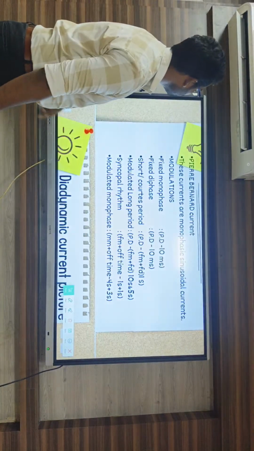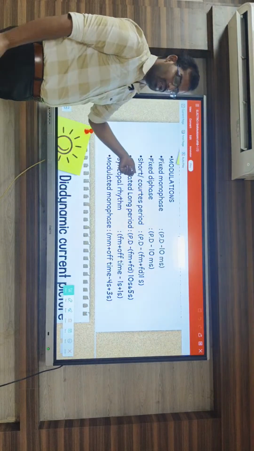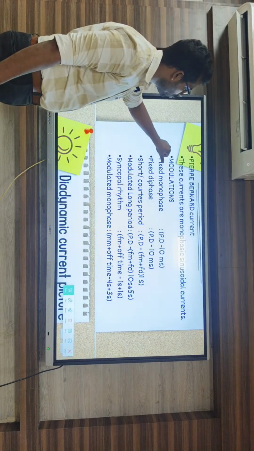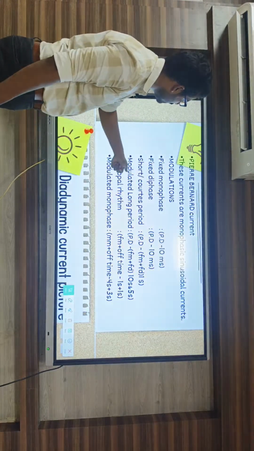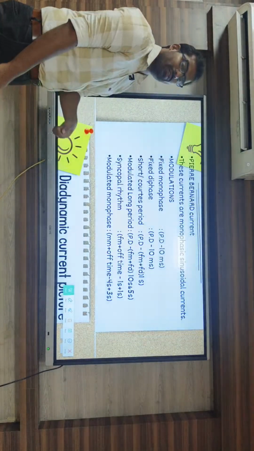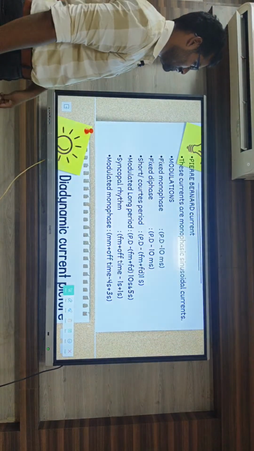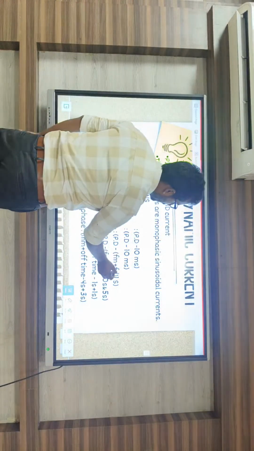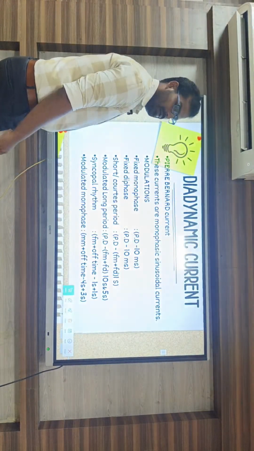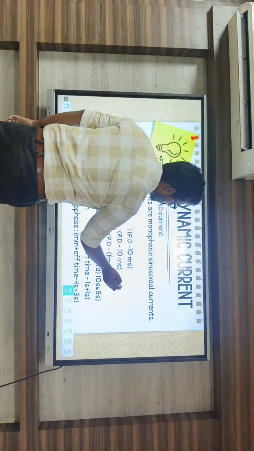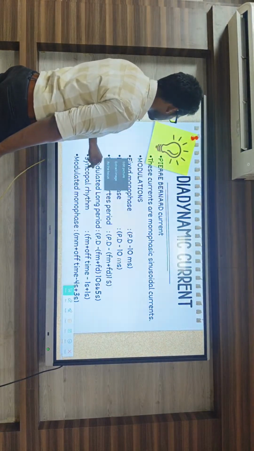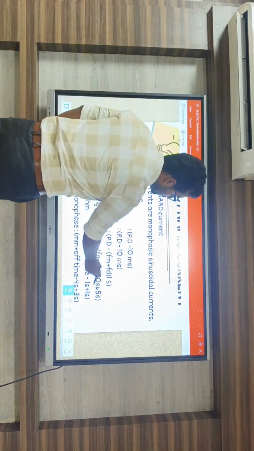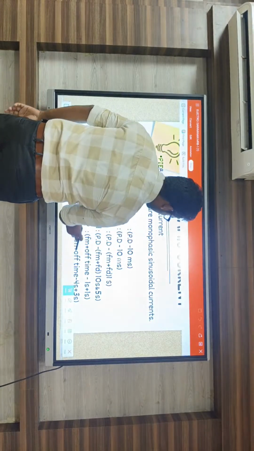So coming to the short period and long period. The short period is the combination of fixed monophase and fixed diphase, and the long period also is a combination of fixed monophase and fixed diphase. So what about the duration? The duration is a combination of fixed monophase and fixed diphase. The total period of 1 second is known as short period, and the modulated long period is 10 seconds and 5 seconds. We're going to discuss.